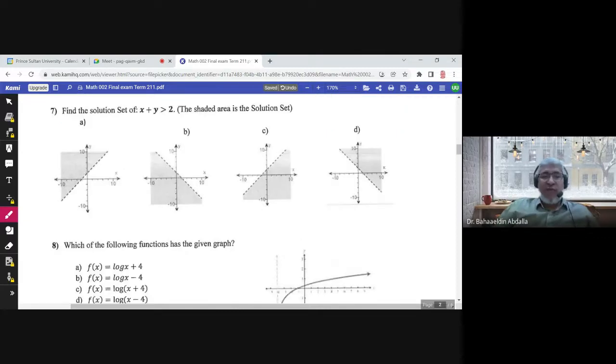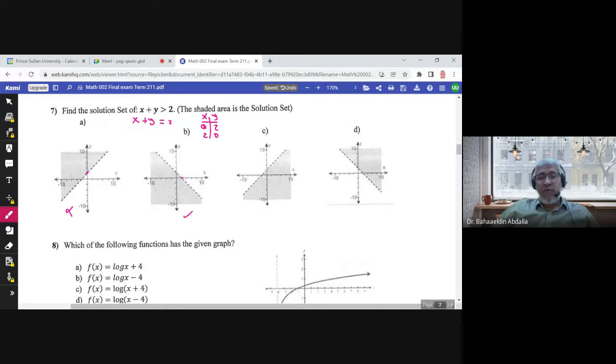Find the solution of this inequality. We studied systems of inequalities in section 8.5. To graph an inequality, we first graph this line, x plus y equals 2. To graph this line, we choose 2 points, the x-intercept and the y-intercept. If I put x equals 0, y is 2. If I put y equals 0, x is 2. So this point, if this point is 0, 2, this is negative 2, so this is not good. Here, this point is 2, 0 and 0, 2, so it could be this one.